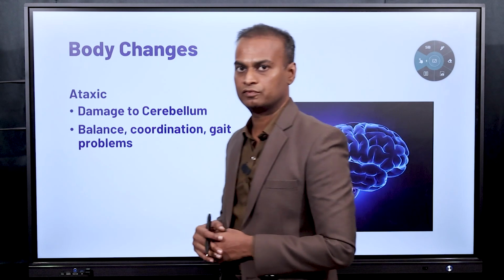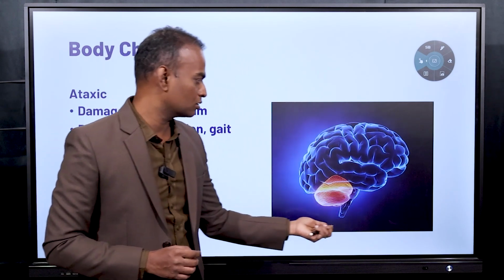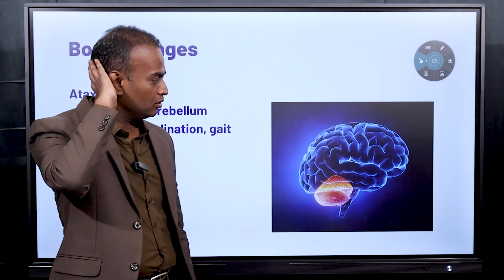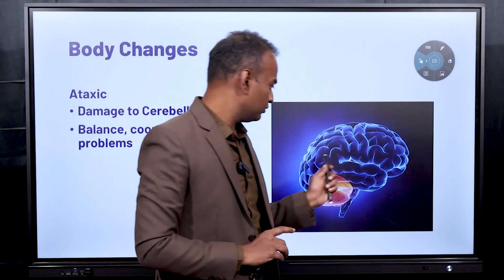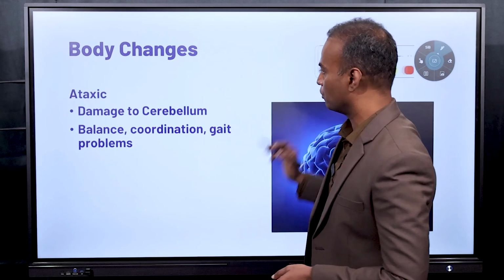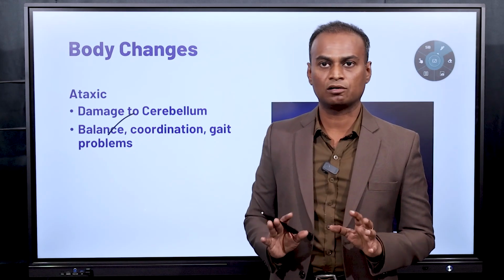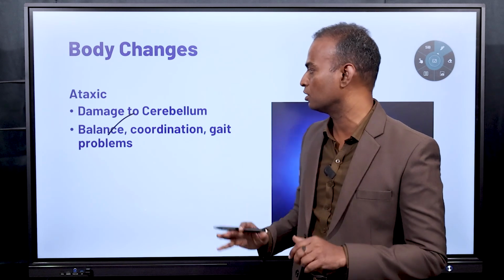The third variety of cerebral palsy is ataxic cerebral palsy. Ataxic cerebral palsy is caused due to damage of the cerebellum. The cerebellum is the part of the brain located at the lower part of the skull, behind the skull. If this part is damaged, what will happen? The important damage is going to be to balancing. While walking or sitting or playing, you cannot have balance in your body. That balance is lost.